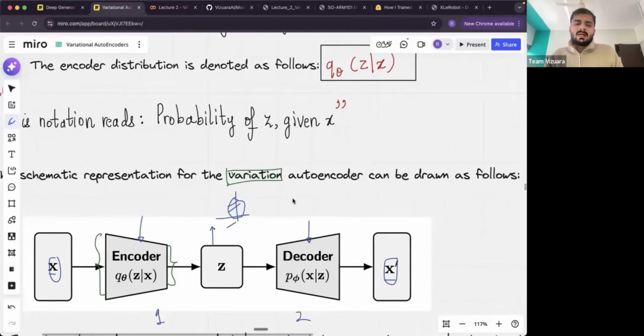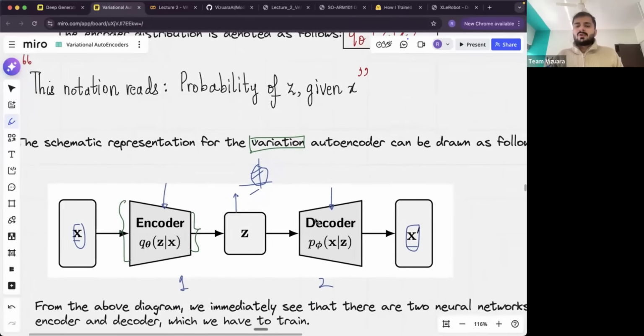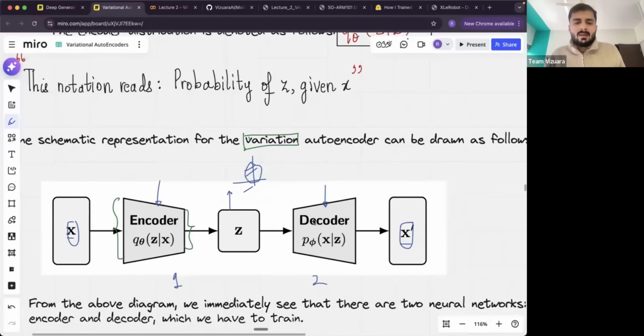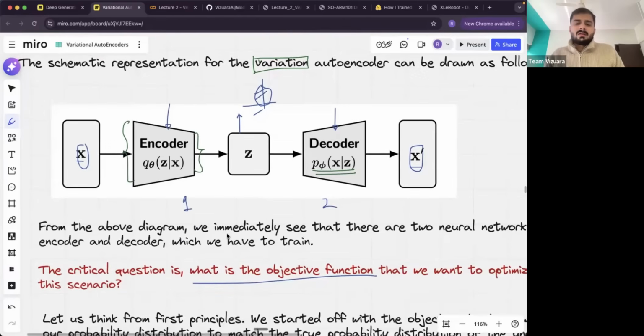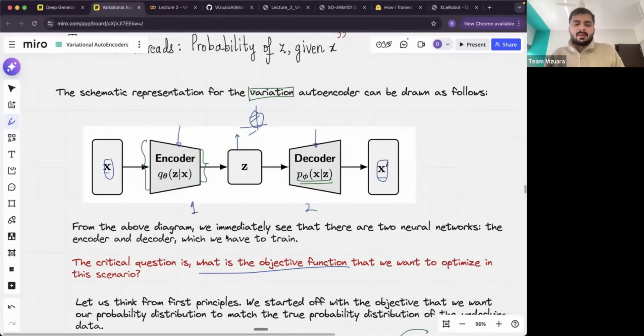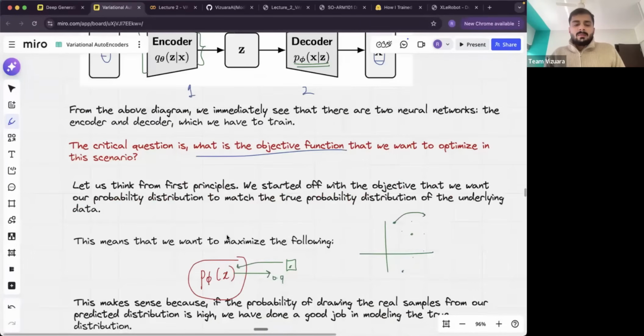Now, immediately we see that there are two neural networks that we want to train simultaneously. And the loss which all of you are suggesting is only related to the output from the decoder. So are you suggesting that the encoder is not included in the loss at all? Let's try to understand what is the objective function.